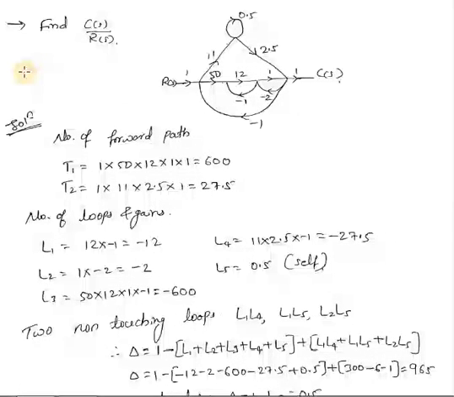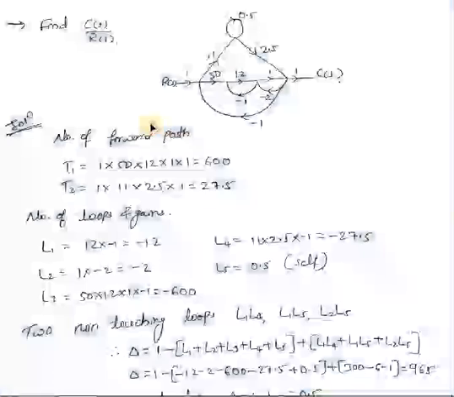So today we will continue with the problems. So here is the given problem. We need to find out C(s)/R(s), that is, we need to find out the transfer function for the given signal flow graph. So the very first step is we need to identify the number of forward paths.